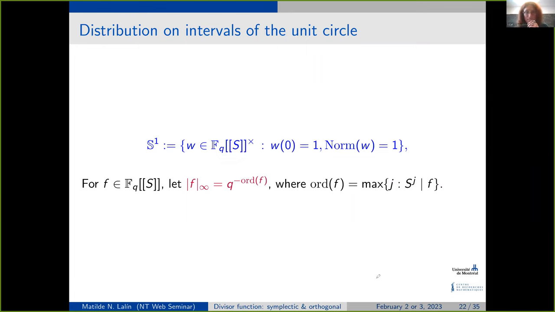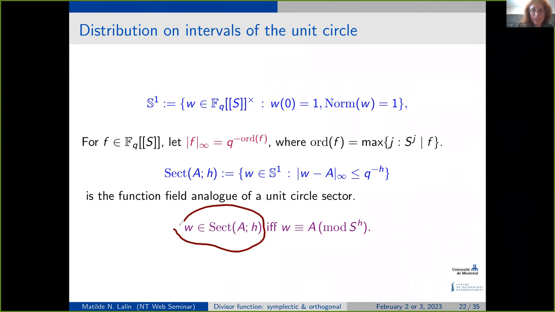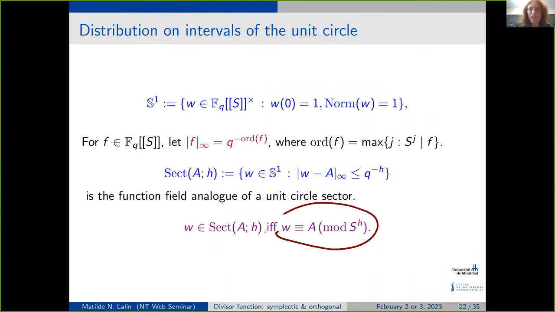And then if we have this, okay, we can build sectors in this unit circle. A sector will be elements in the unit circle that are closer to some point by some distance. And my distance is going to be the norm infinity of f, which is q to the minus order of f, and order is the highest power of S that divides f. Now, another way of understanding this sector is the power series in the circle that are congruent to a modulo a high power of S. So basically you fix some point in the circle and you look at things whose difference with it is divisible by a high power of S.